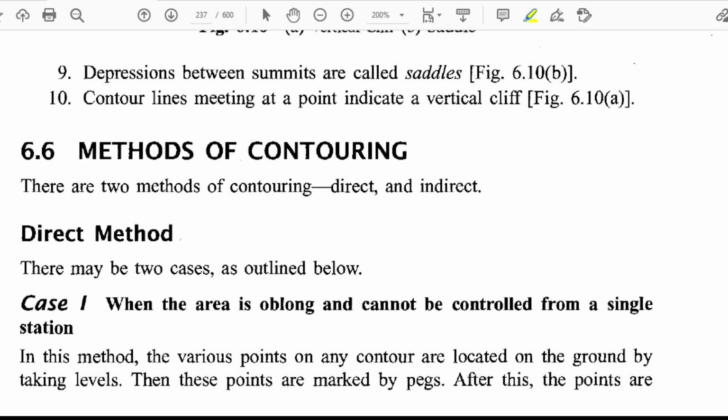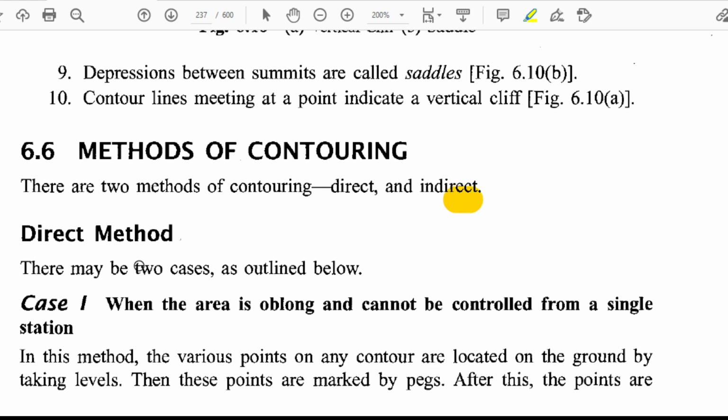Hello everyone. In this video, we will study the methods of contouring. Now, contouring, as I have explained, is nothing but the operation of leveling in which we are going to join the points of equal elevation. So, methods of contouring are two: direct method and indirect method.